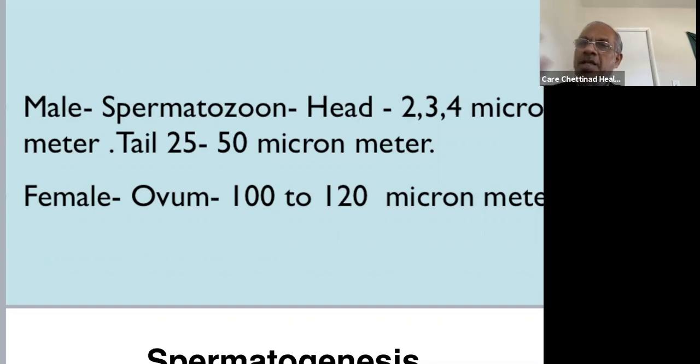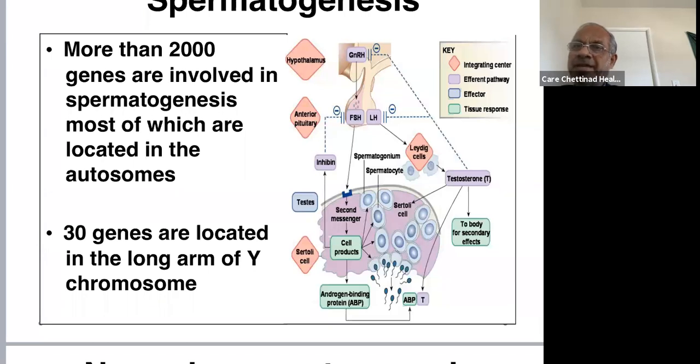That will give you an idea about the physiology of spermatogenesis, or how exactly it happens. There are more than 200 genes involved in spermatogenesis, most of which are located in the autosomes. 30 genes are located in the long arm of the Y chromosome, and deletions in this area are what you are looking for when you're doing Y chromosome deletion studies. A deletion in the segment A, B, or C, the long arm, can lead to azoospermia or severe oligozoospermia. A and B often lead to azoospermia. C can lead to either azoospermia or severe oligozoospermia.